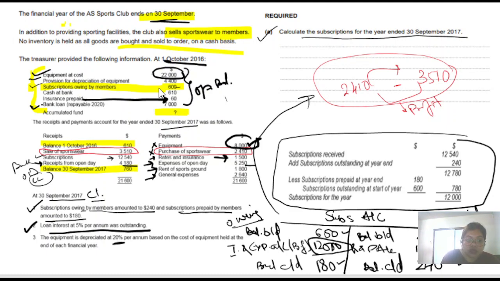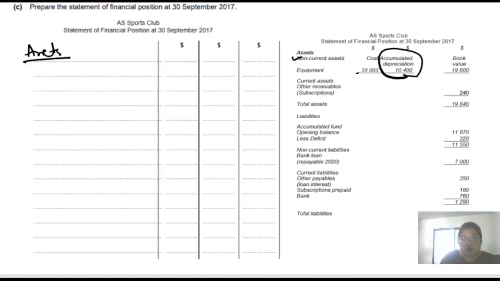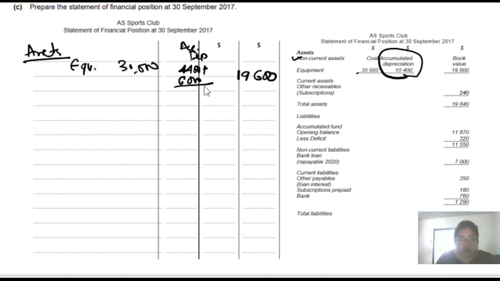So 6,000 plus 4,400. Your equipment is 30,000. From the 30,000 you have to deduct your accumulated depreciation, which is 4,400 plus 6,000, that means 10,400 in total. So your total amount is 19,600. Okay, then this is your non-current assets.